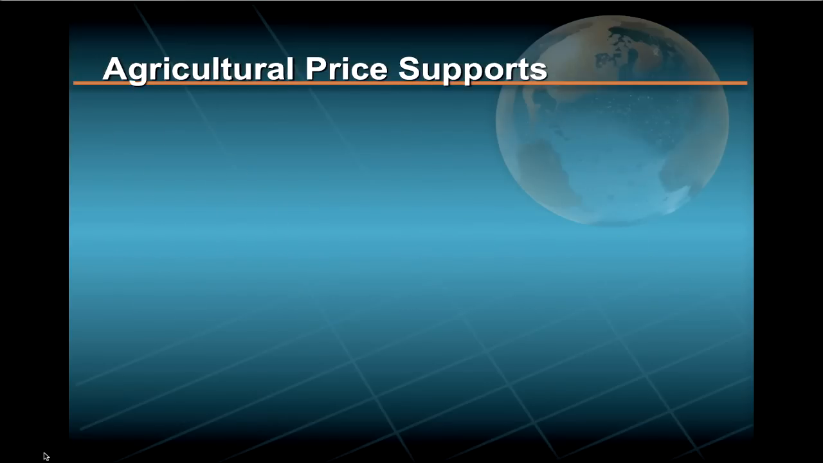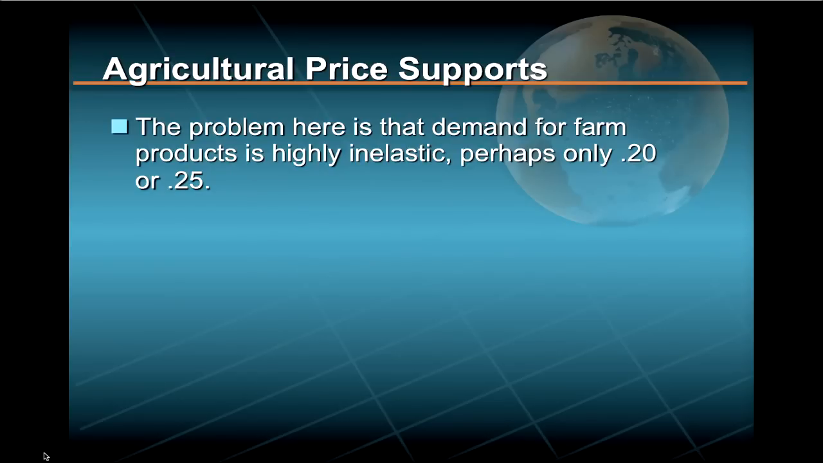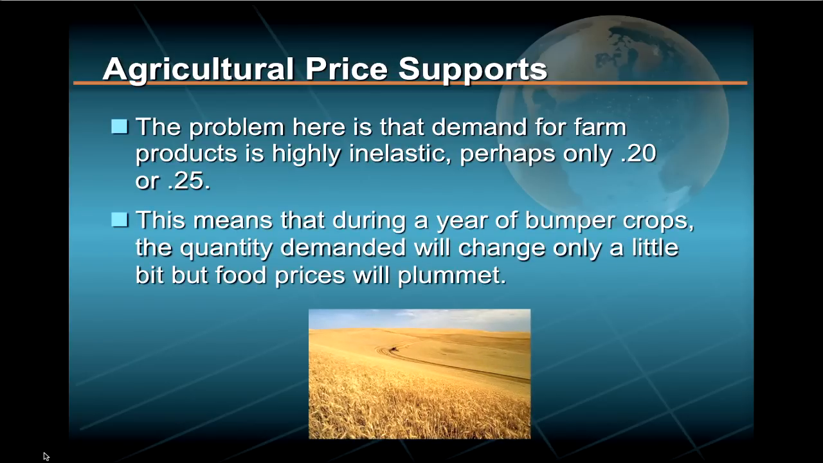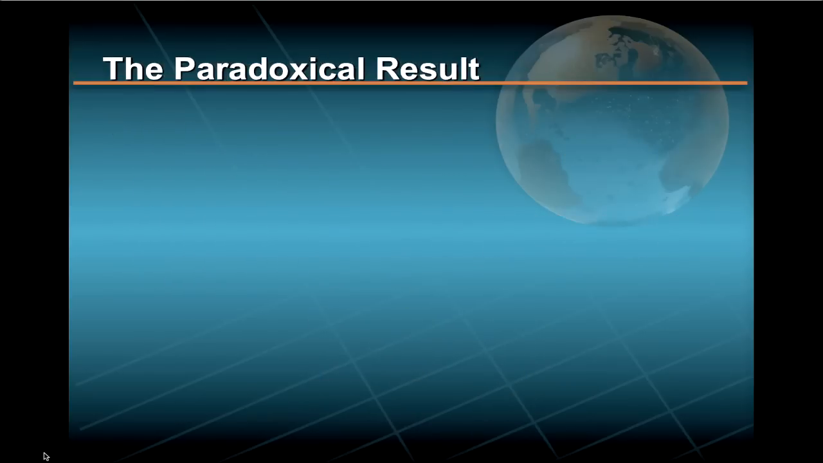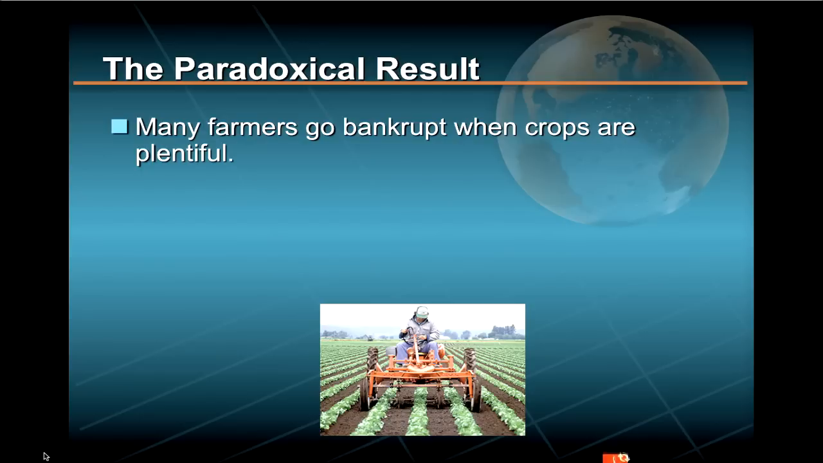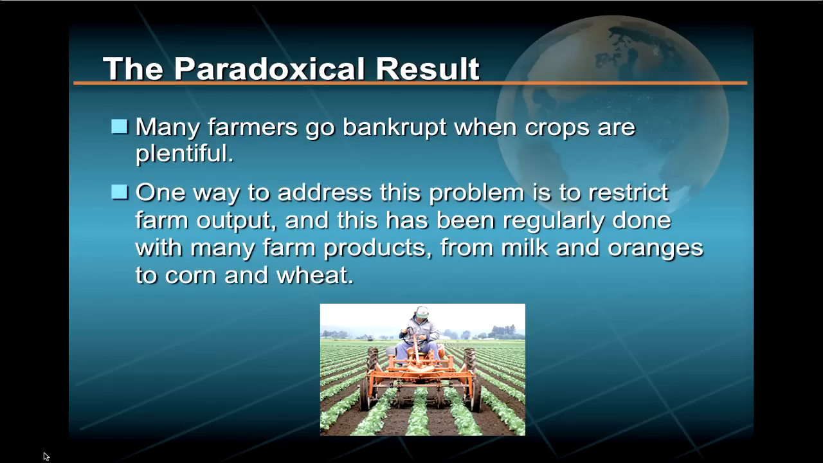A second policy issue involves agricultural price supports. The problem here is that demand for farm products is highly inelastic, perhaps only 0.20 or 0.25. This means that during a year of bumper crops, the quantity demanded will change only a little bit, but food prices will plummet. The paradoxical result is that many farmers go bankrupt when crops are plentiful. One way to address this problem is to restrict farm output, and this has been regularly done with many farm products, from milk and oranges to corn and wheat.